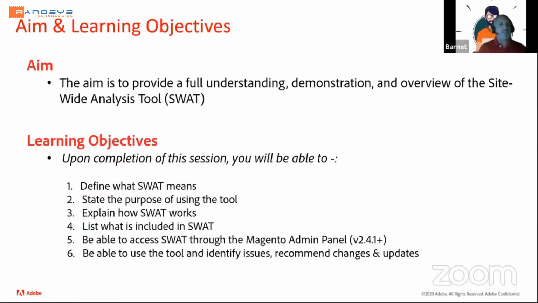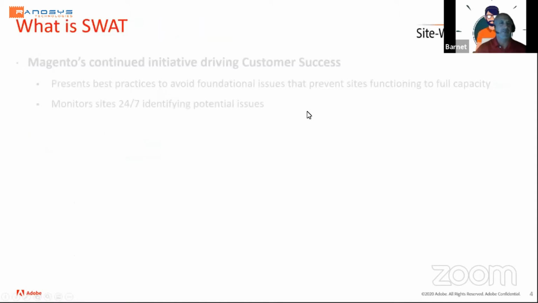The point of this session today is basically to get an overview of SWAT, and SWAT stands for Site-Wide Analysis Tool. At the end of this session, my goal is that you'll know what SWAT means, what the purpose of it is, why we built it, how it works, how you use it, how you can access this tool to better your site, and then how you can use it to fix your site when the tool finds issues. Those are the main objective learnings today.